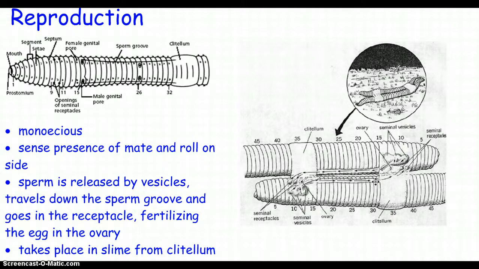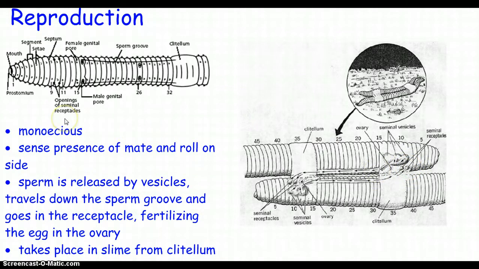All right, so they reproduce by sensing that their mate is close by, they roll over onto their sides, and they go belly to belly, and then this is the seminal vesicle where sperm is made. It travels down and goes into the receptacles of the other one. And then the other worm creates sperm and it goes down to the seminal receptacles of the other. So basically they're just exchanging sperm.